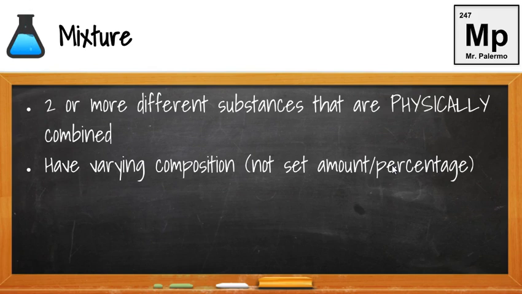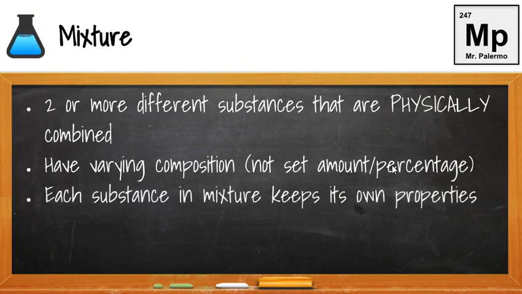Mixtures have a varying composition, meaning there's no set amount. Like when we had our compounds like H2O, there was a set amount. In a mixture, you could have any amount. For example, in your groups, I could have 3 boys and 1 girl, or 2 boys and 2 girls. There's no set amount. And each substance in a mixture keeps its own properties, unlike compounds. Just like you and your groups have your own individual personalities. They don't change.